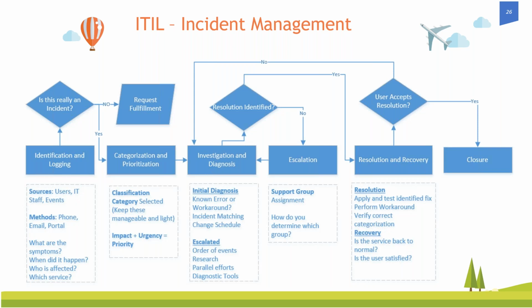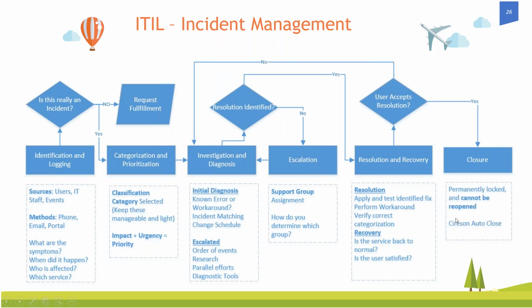So you want to take this fix that you figured out, either directly or via the escalation process, perform that workaround, apply that fix, verify with that user that it's correct, and that they're back up in working order. That's the ultimate goal, is getting that person back working. So it might fail and have to go back in your process, or it might move forward and go into closure.